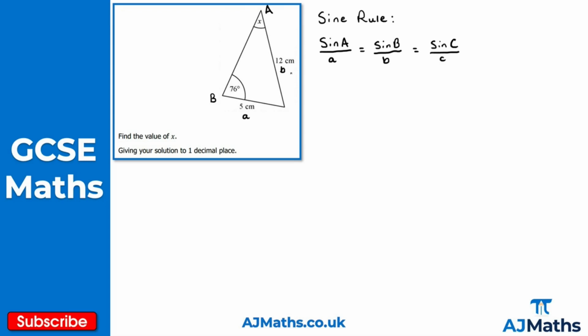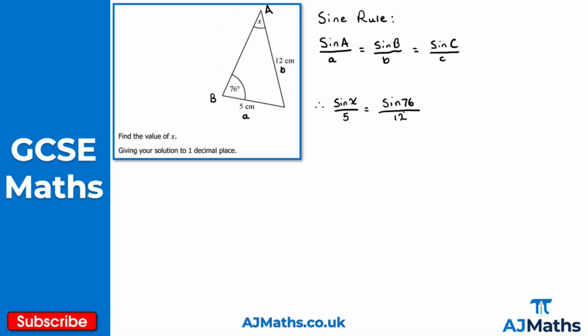Now sine A over a would be sine x over a, which is 5. So we get sine x over 5, and that would be equal to sine B over little b, so sine of 76 over 12.